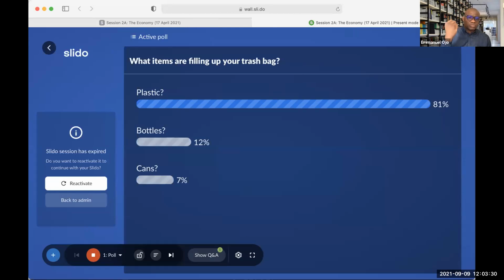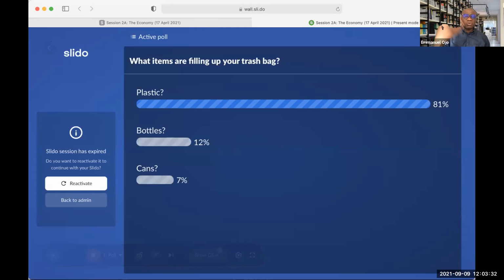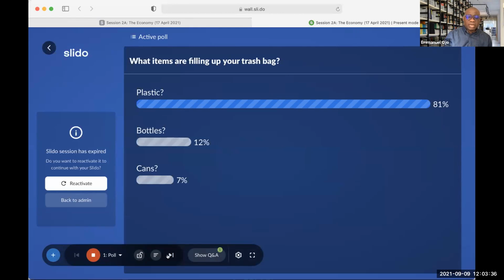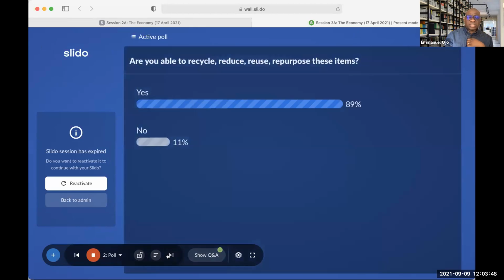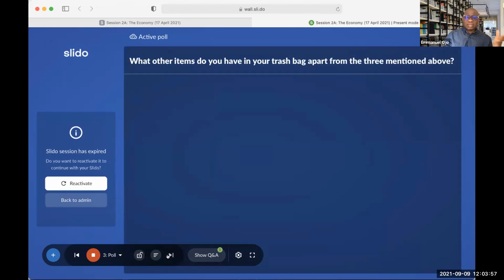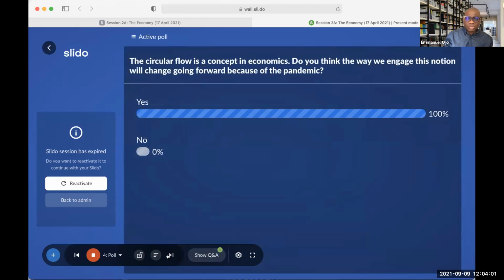So if you look at this, for instance, we're asking them, what items are you filling up your trash bag with? Because remember, we were looking at issues of sustainability. Sustainability speaks not just to the environment, but it also speaks to practices in terms of what the teachers are doing. Are you able to recycle, reduce, reuse, repurpose these items? You can see the responses. These are responses we got in real time, and these are the kind of ideas we got from them.